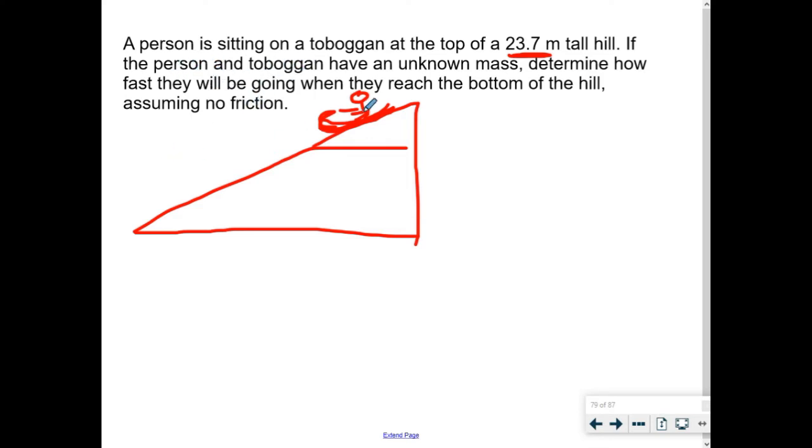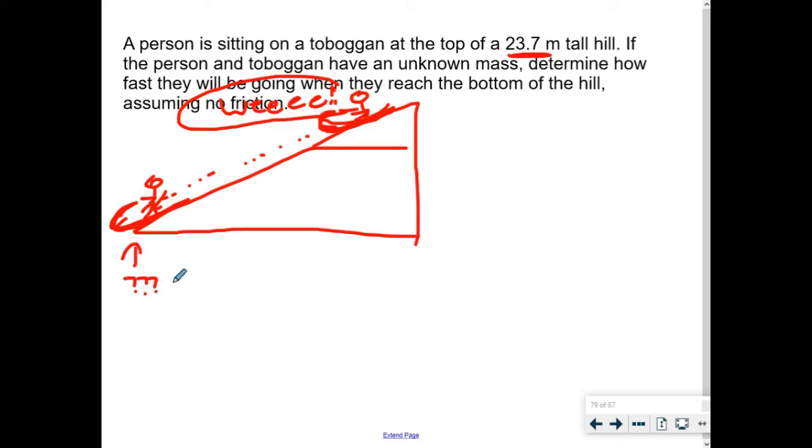But the question is, when this person slides down the hill, and the person is now in their toboggan down here, as they slide down the hill, how fast are they traveling at the bottom here, which means we're really looking for their velocity.